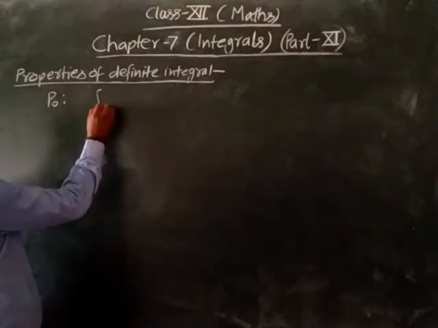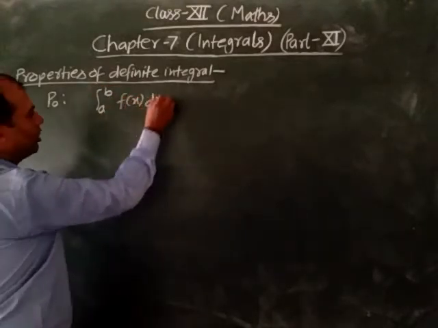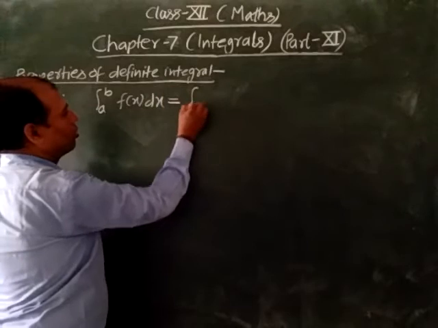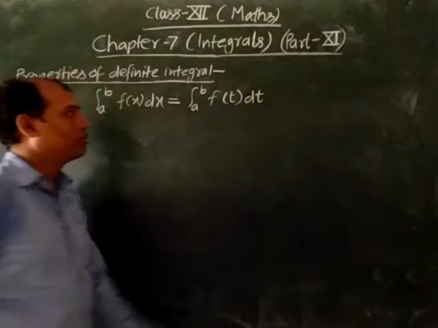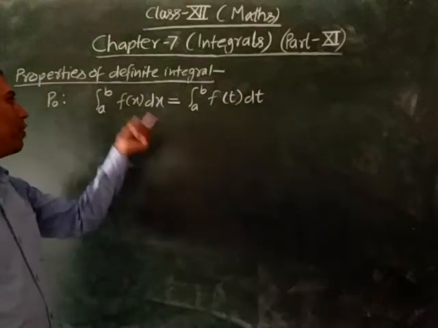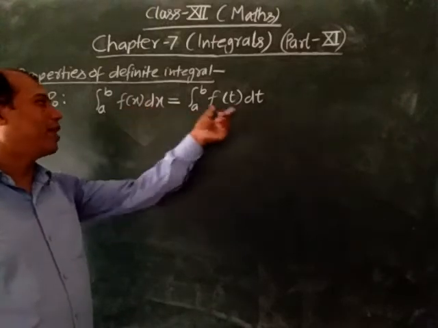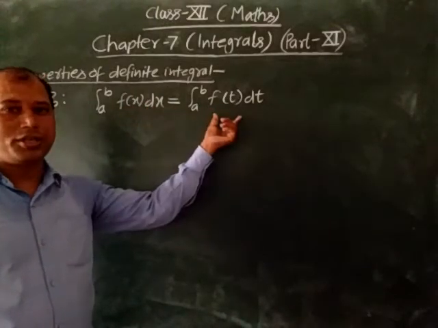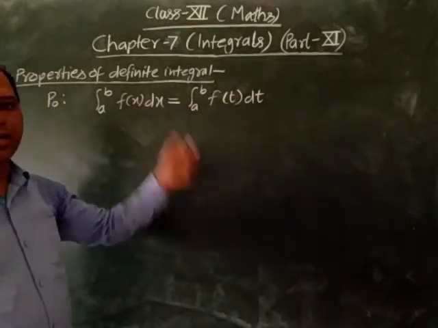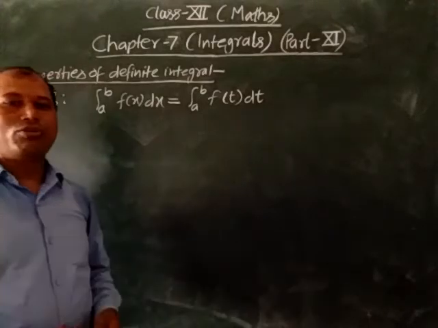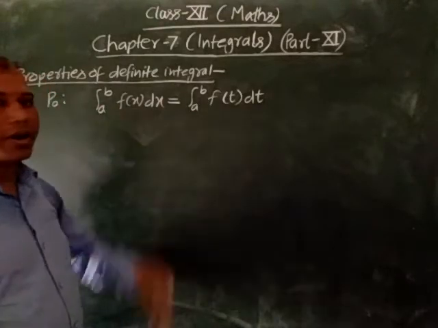In this property, we have integral a to b f(x) dx. This is equal to integral a to b f(t) dt. That means if we change the variable of integrand, then the value of the definite integral remains unchanged. That means the definite integral is variable invariant. Variable invariant means the value of the definite integral doesn't change if we change the variable in the definite integral.